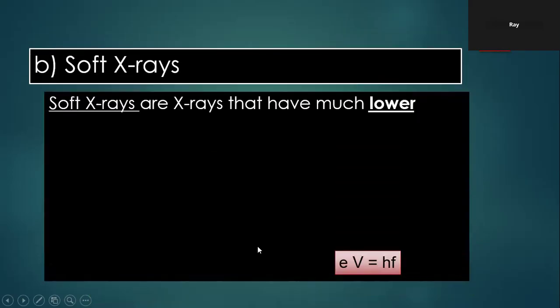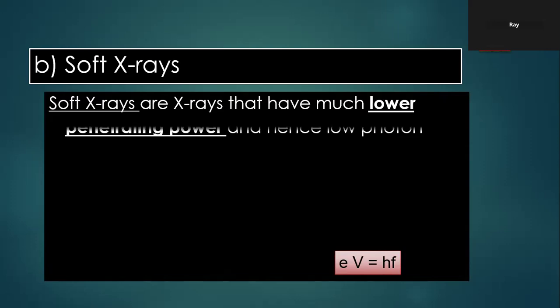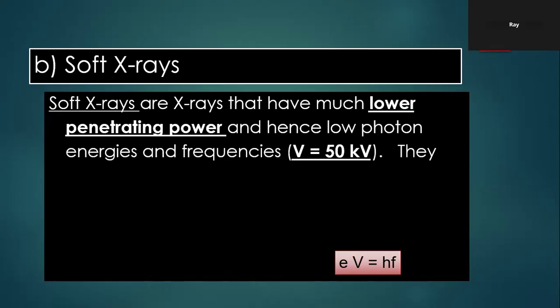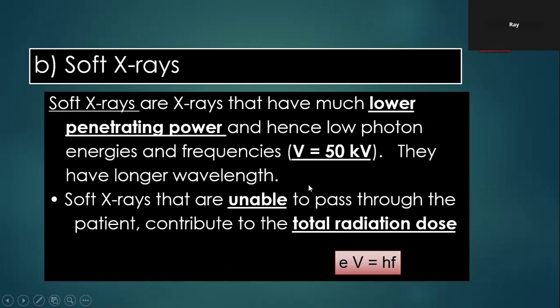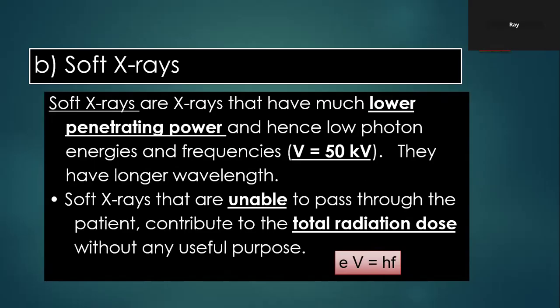Soft X-rays are X-rays that have much lower penetrating power and hence low photon energy and frequency. The accelerating voltage is about 50 kilovolts. They have longer wavelength. Soft X-rays are unable to pass through the patient and contribute to the total radiation dose without any useful purpose.